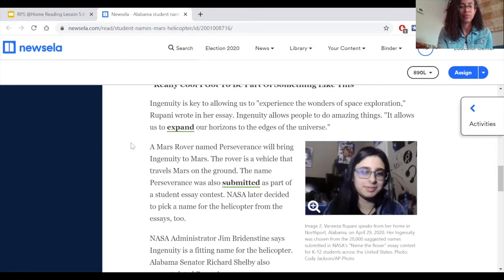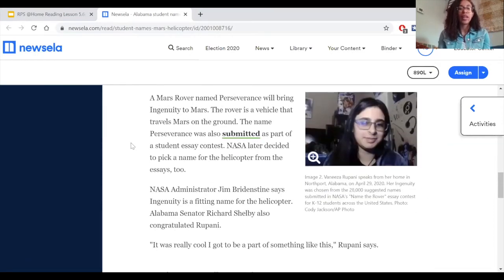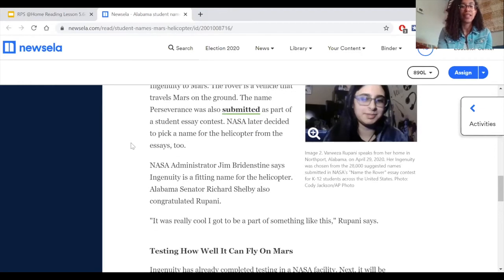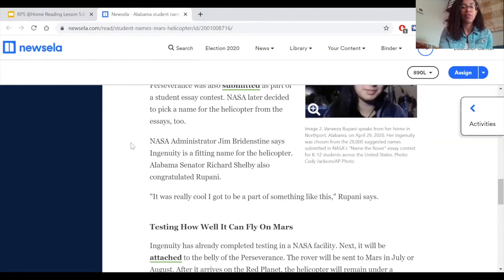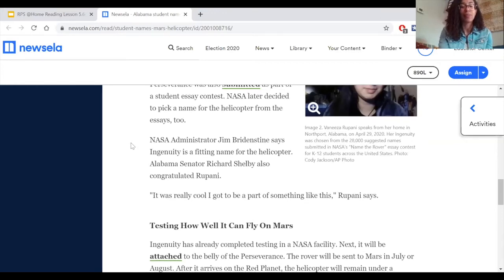That's very cool. A Mars rover named Perseverance will bring Ingenuity to Mars. The rover is a vehicle that travels Mars on the ground. The name Perseverance was also submitted as part of a student essay contest. NASA later decided to pick a name for the helicopter from the essays too. NASA Administrator Jim Bridenstine says, Ingenuity is a fitting name for the helicopter. Alabama Senator Richard Shelby also congratulated Rupani. It was really cool I got to be a part of something like this, Rupani says.